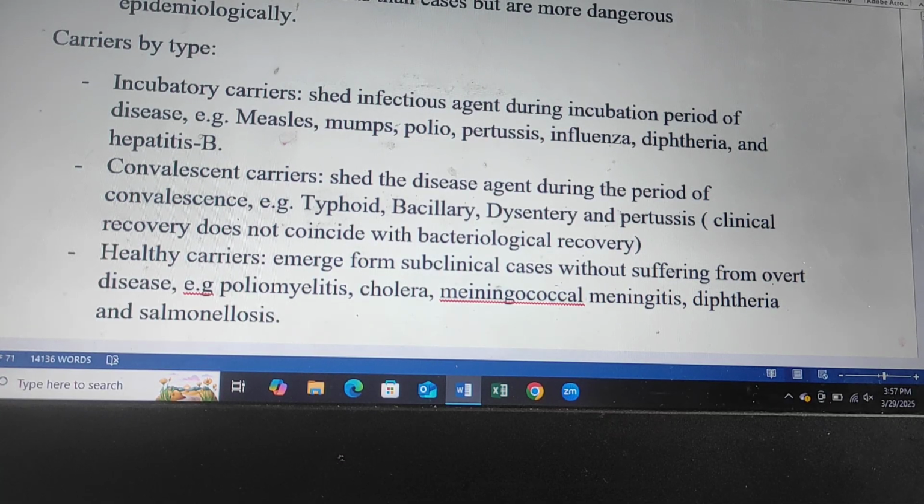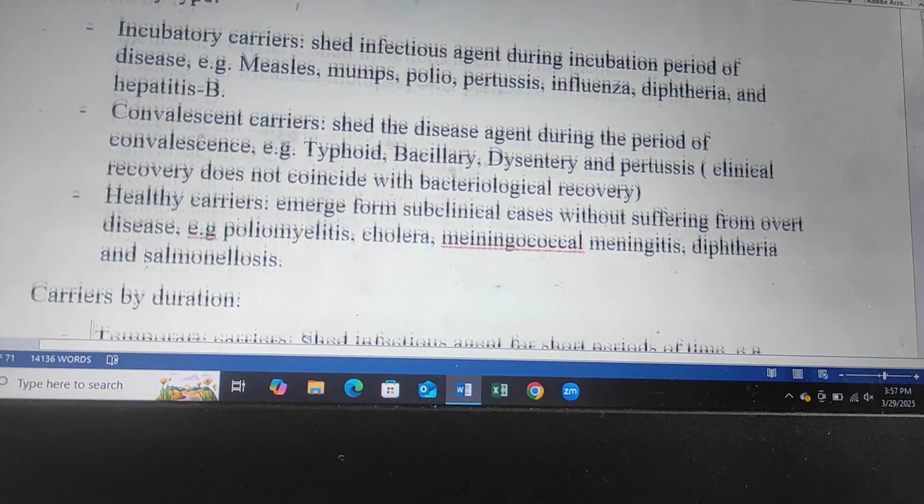Clinical recovery does not coincide with bacteriological recovery. Healthy carriers emerge from subclinical cases without suffering from overt disease. Examples: poliomyelitis, cholera, meningococcal meningitis, diphtheria and salmonellosis.